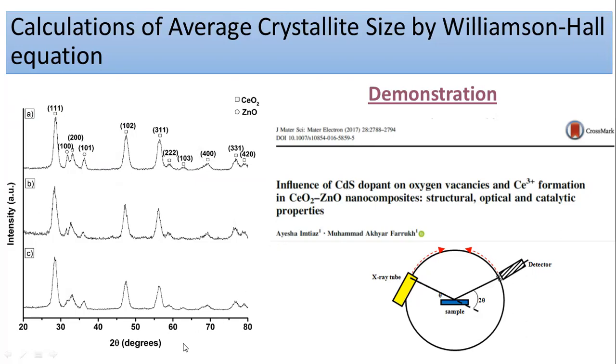So here 2 theta, here actually we are considering 2 theta because this is the X-ray source. When it is going to fall on this sample, it is diffracted. The angle is the theta, it may be any angle.